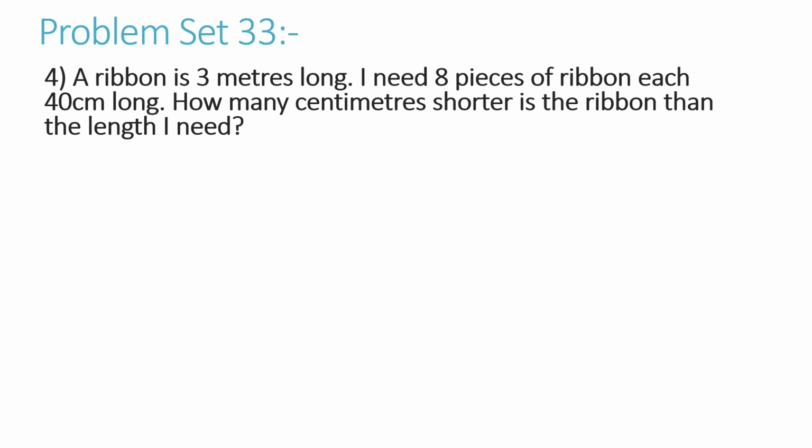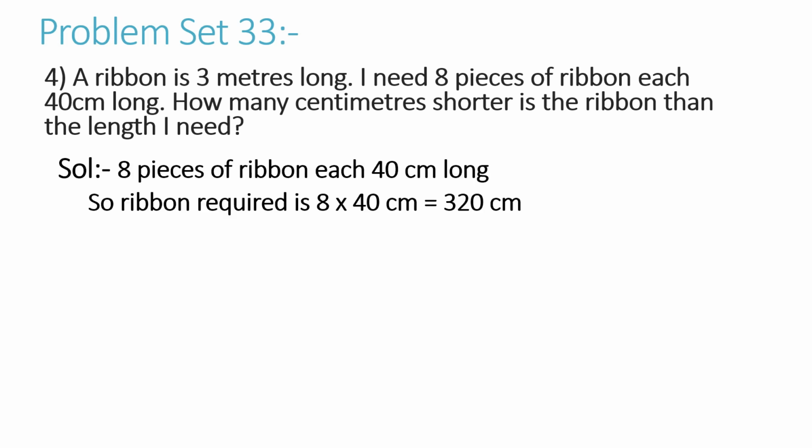Fourth sum, a ribbon is 3 meter long. I need 8 pieces of ribbon, each 40 centimeter long. How many centimeters shorter is the ribbon than the length I need? So here the ribbon is 3 meter long and I need 8 pieces of ribbon, each 40 centimeter long. So ribbon required is how much? 8 into 40 you have to do. That is 320 centimeter.